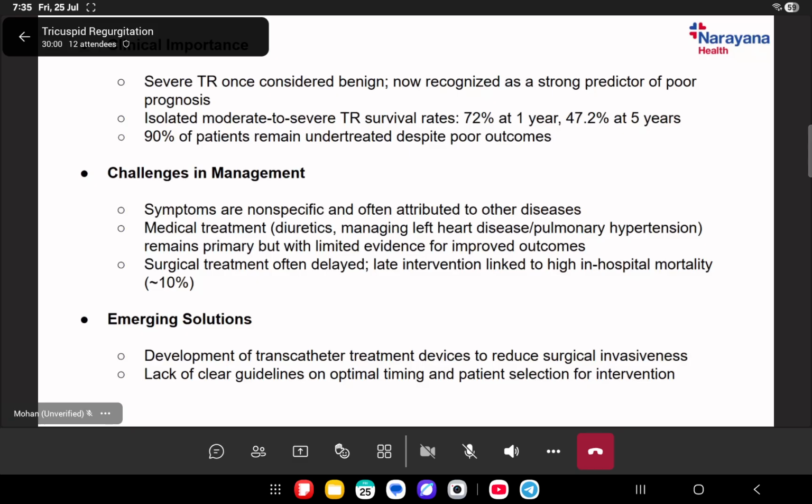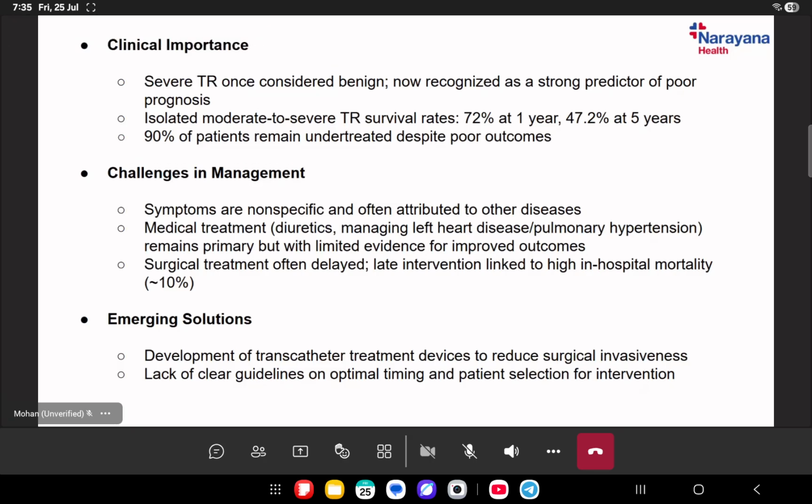Challenges in management are that symptoms are non-specific and are often attributed to other diseases, and medical treatment like diuretics and managing left heart disease and pulmonary hypertension remains primary. Surgical treatment is often delayed, and late intervention is linked to high in-hospital mortality reaching 10%. So emerging solutions include development of transcatheter treatment devices to reduce surgical invasiveness, and there is a lack of clear guidelines on optimal timing and patient selection for intervention.